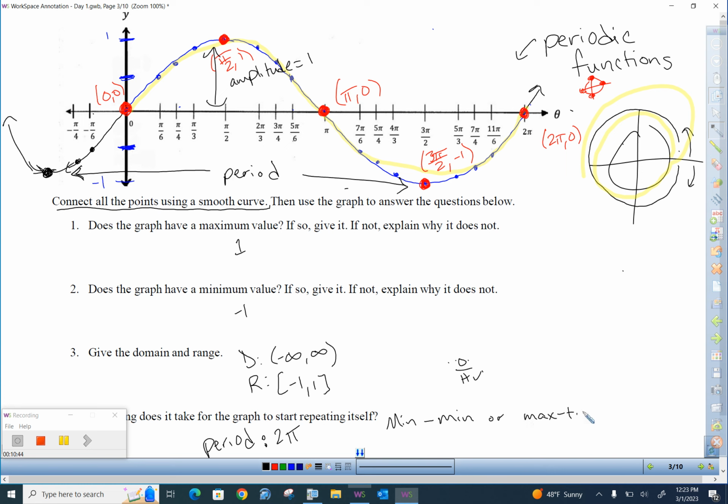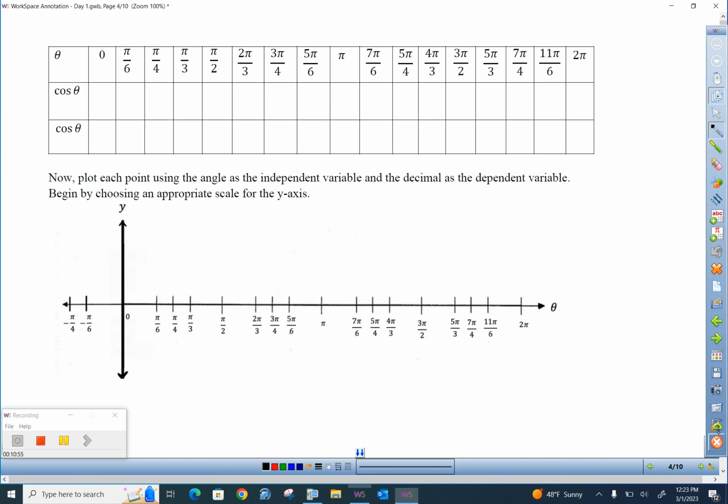Okay, it's really any corresponding point, but those are the most obvious to see on our graph. Okay. So now, since I did the first table with you, I'm going to have you try this one for cosine by yourself. Okay, so take some time to fill out this table, and then answer all the questions on the cosine page, and then come back to the video and we'll chat.